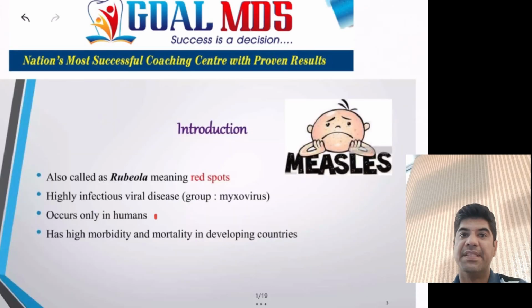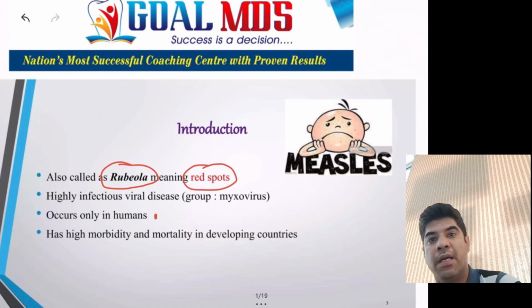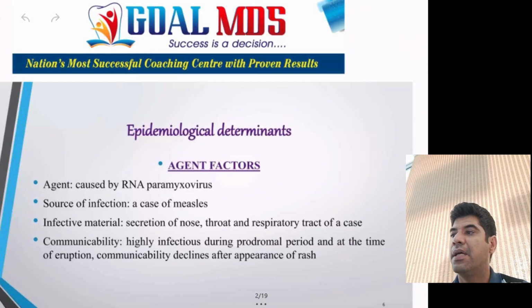The next is measles. Measles is also known as rubeola. So remember, the other name of measles is rubeola, which means the red spot. It is a contagious viral infection that is caused by which virus? Measles virus. It primarily affects the respiratory system and can lead to a distinguished rash. It is caused by an RNA paramyxovirus.